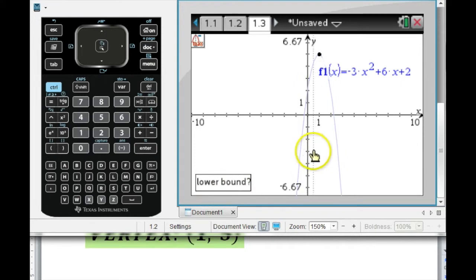So we're looking for the left-hand side of the vertex. We know the vertex is going to be somewhere around there. We're going to look at the left-hand side. So as long as you click anywhere along here, that's where we'll start.